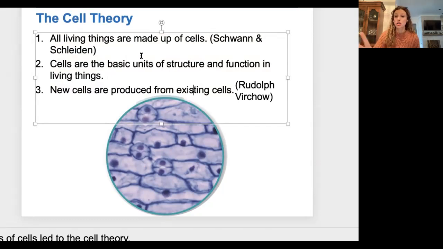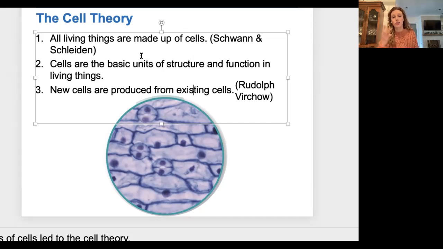Okay, so then number 2 for cell theory is that cells are the basic unit of structure and function in living things. So basically what that means is that everything's going to come down to what the heck your cells are doing. And so it's going to come down to what your cellular processes are. These are going to be the basic building blocks of your life.